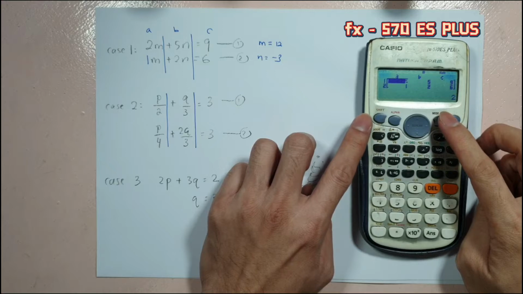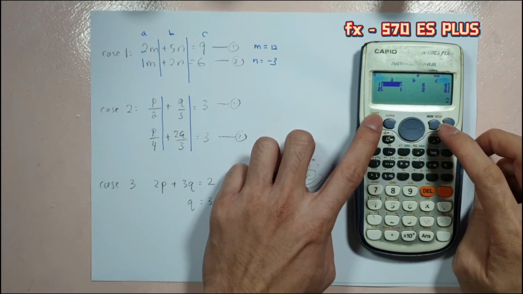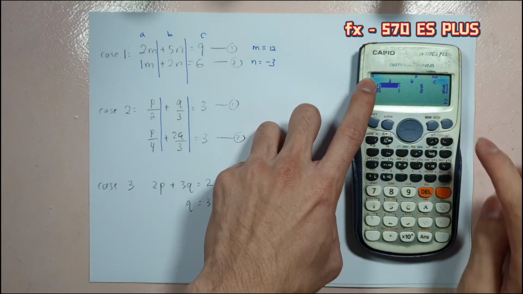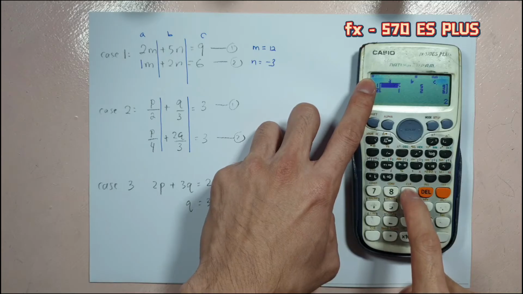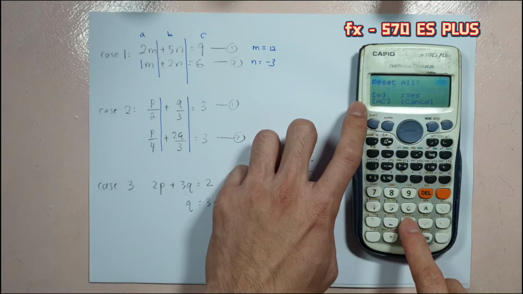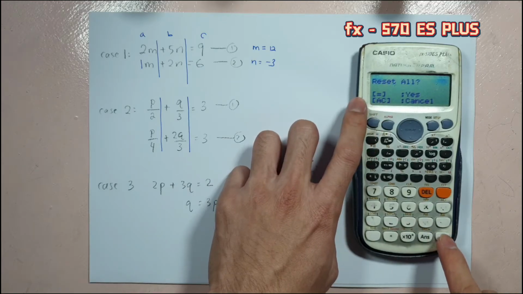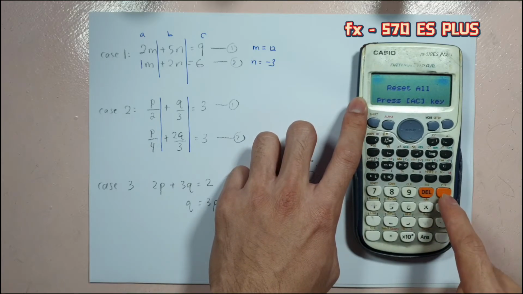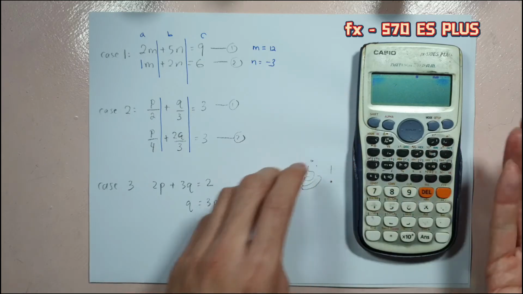First, press shift. Shift, you get an S there, right? Press 9. Can you see CLR? CLR means clear. So press it, then reset all. Press number 3. Then press equal for yes. And after that, you press AC. This one is AC. Press it. Then it becomes default.